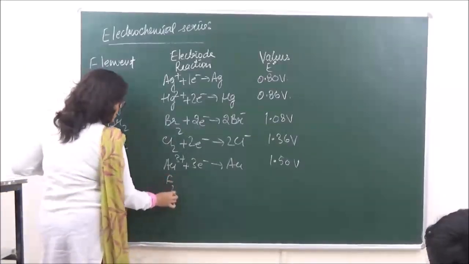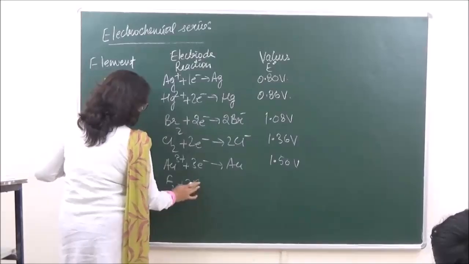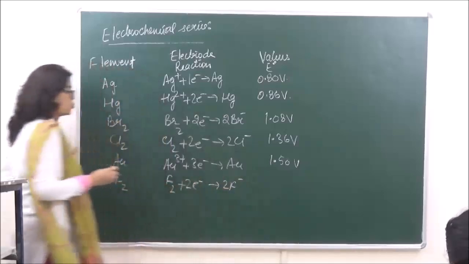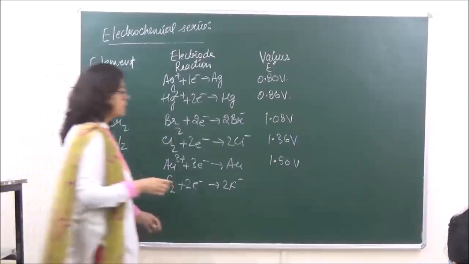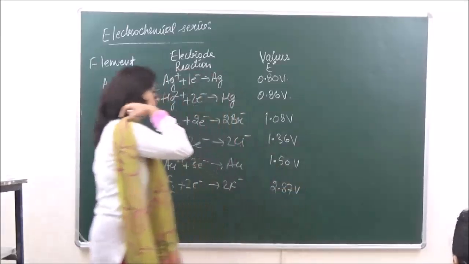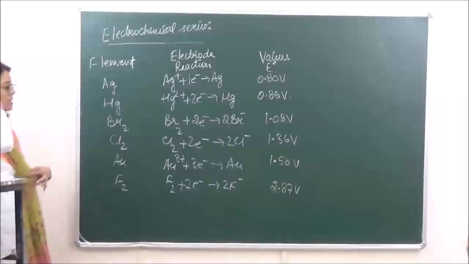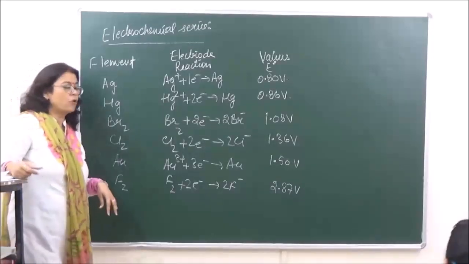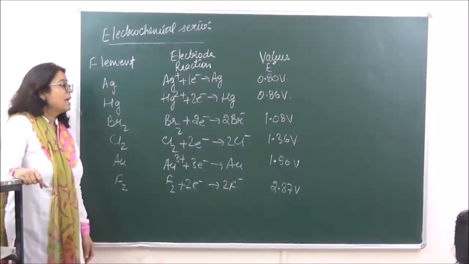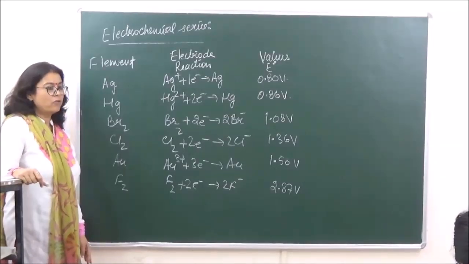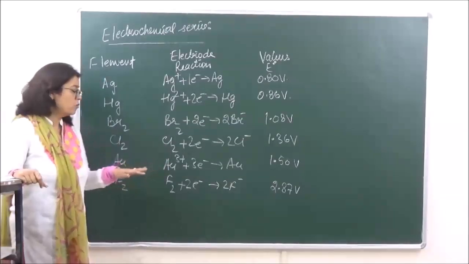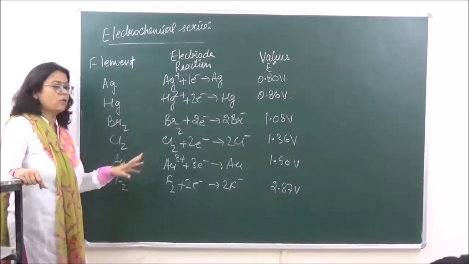Fluorine, to give us 2F negative, and the value that is 2.87. So if you're looking at the electrochemical series over here, we are seeing that the values are coming from negative in lithium. In case of lithium, the value is minus 3.05, and then reaching the zero value of hydrogen, and henceforth taking into consideration the positive values, and the highest positive value is that of fluorine.